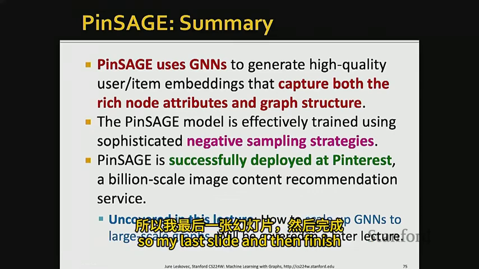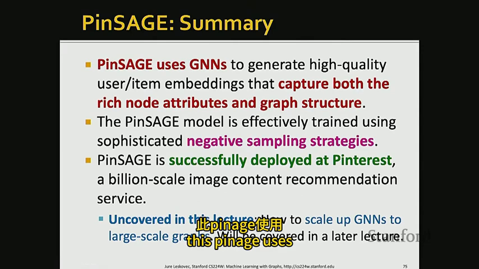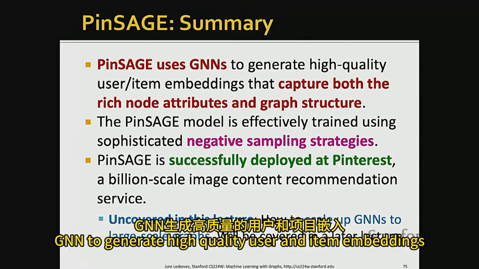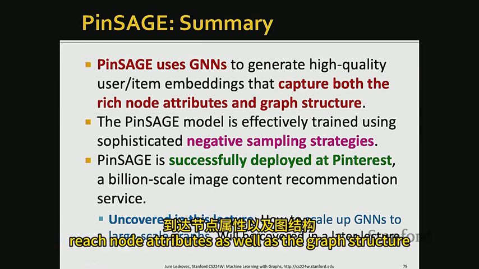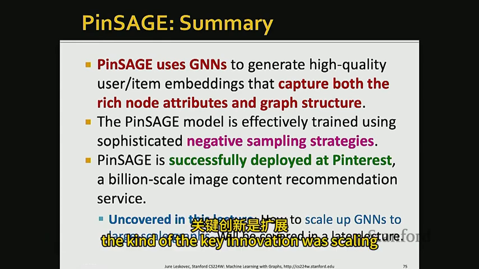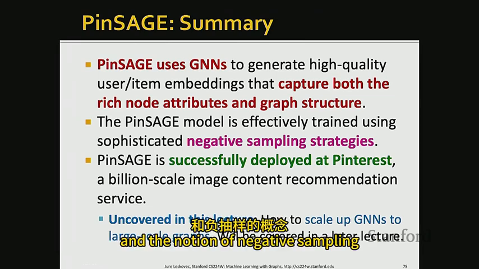So my last slide and then I'll finish. PinSage uses GNNs to generate high-quality user and item embeddings that capture rich node attributes as well as the graph structure. The key innovation was scaling and the notion of negative sampling.